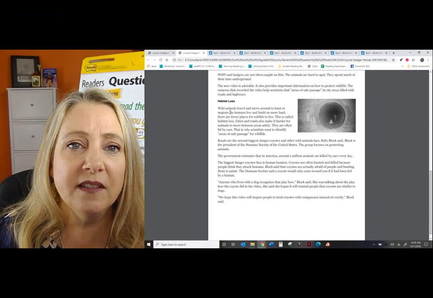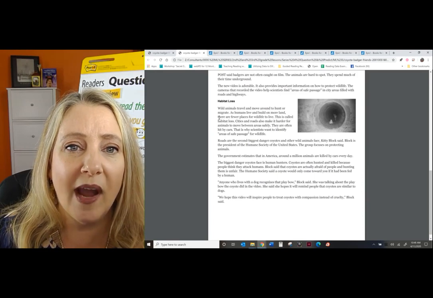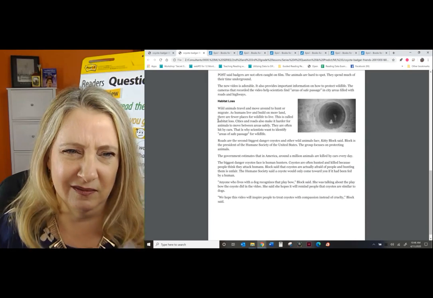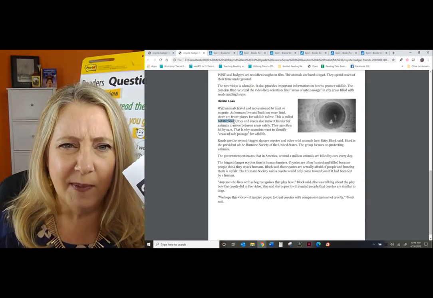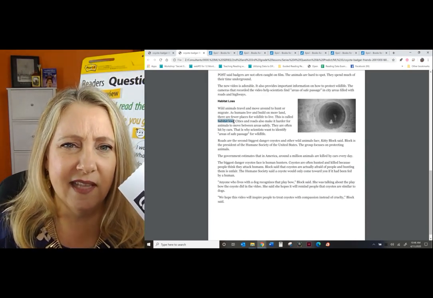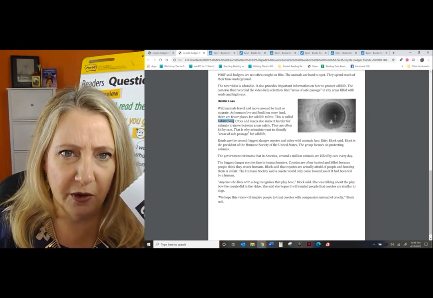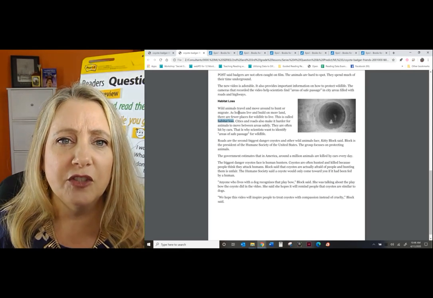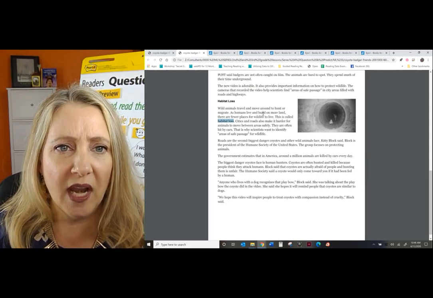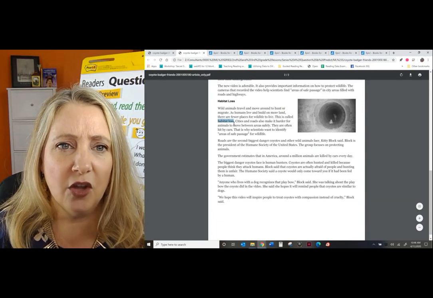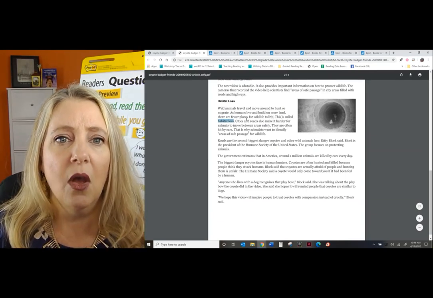Okay, so let's read the next line. As humans live and build on more land, there are fewer places for wildlife to live. This is called habitat loss. Habitat loss? What does that mean? Now, I could reverse. Okay, let's try that. As humans live and build on more land, there are fewer places for wildlife to live. That is called habitat loss.